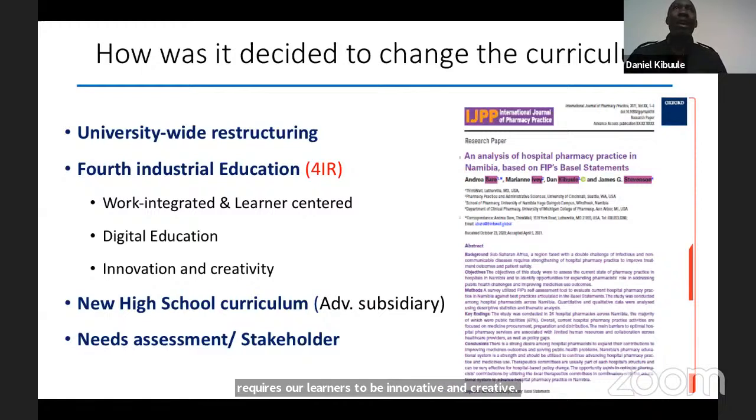The other reason why we have decided to change our curriculum is because the government has changed the curriculum for high school leavers. The high school leavers who will be coming to university will be holding an advanced subsidiary certificate rather than an ordinary one, as we used to accept. But more so, we have done a needs assessment together with the help of FIP. We have seen there are indeed gaps that we need to strengthen, particularly to do with hospital pharmacy practice.